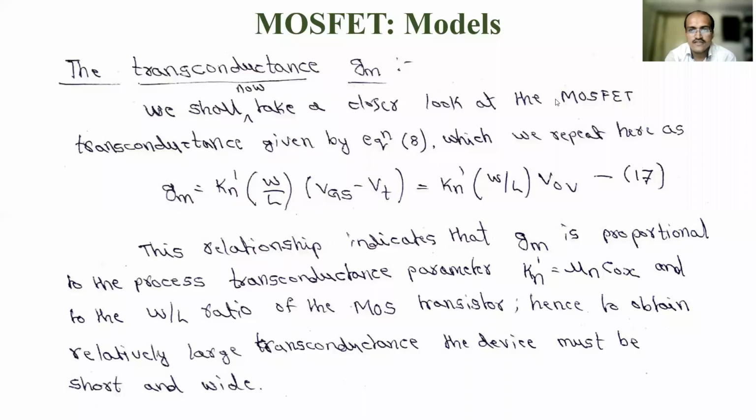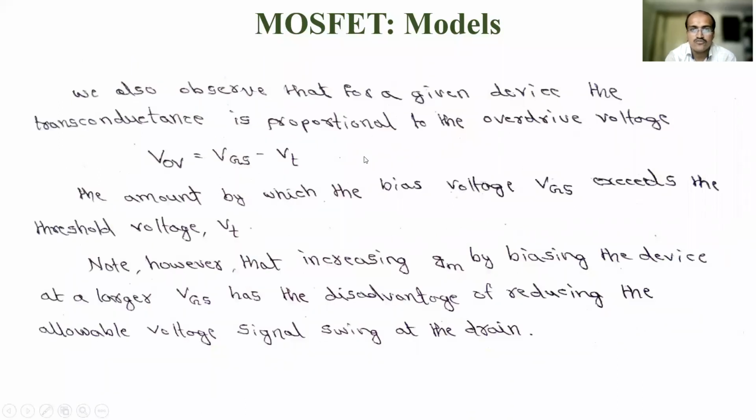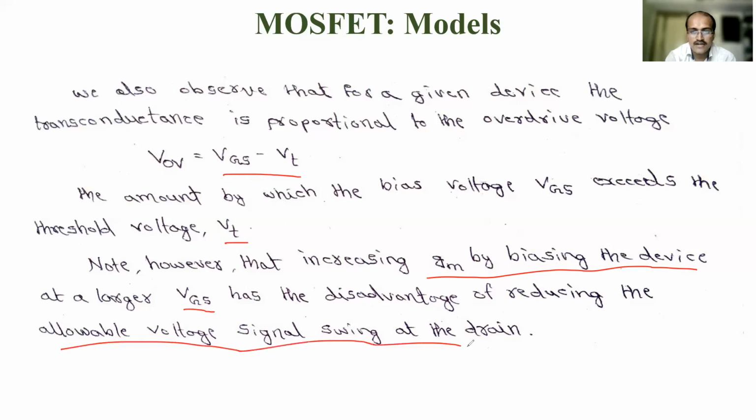Another thing, we also observe that for a given device, the transconductance is proportional to the overdrive voltage. The second one depends on overdrive voltage, Vov, which is equal to VGS minus VT, right? The amount by which the bias voltage VGS exceeds the threshold voltage VT. That is the definition of overdrive voltage. However, note that increasing gm by biasing the device at a larger VGS has a disadvantage: if you want to bias the MOSFET for a larger VGS, it reduces the allowable voltage signal swing at the drain.